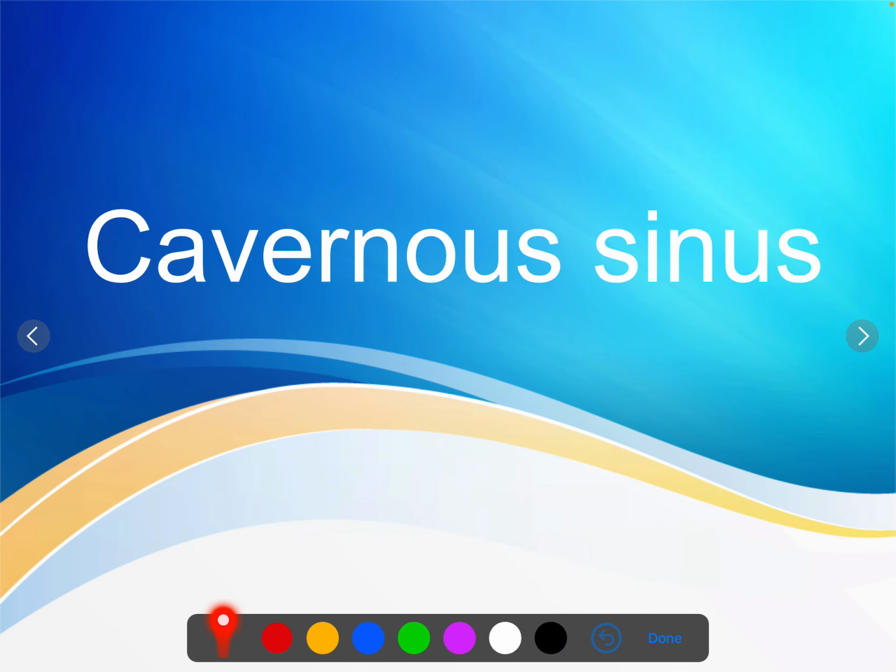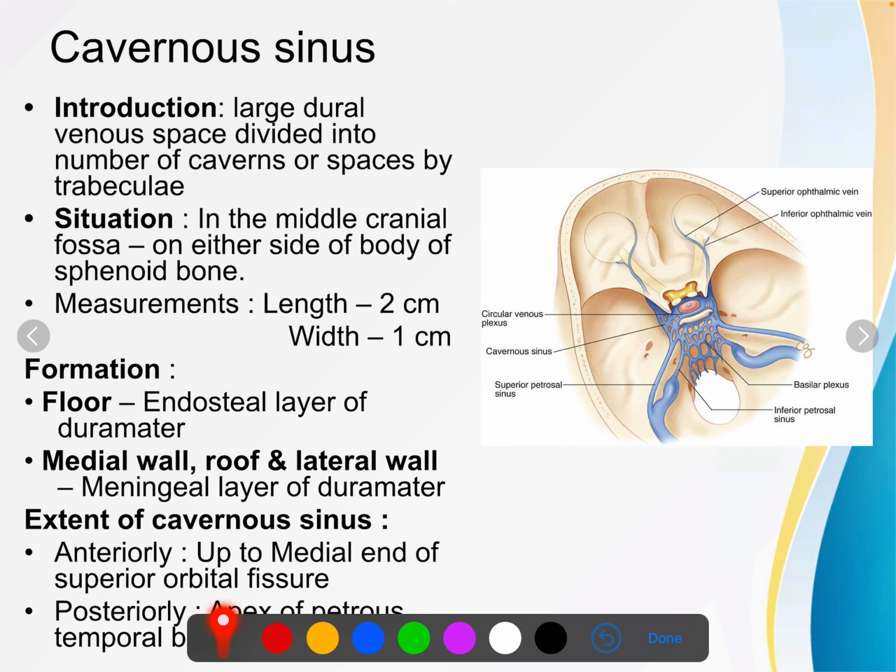The next one, that is the cavernous sinus. The cavernous sinus is the largest dural venous sinus and it is divided into a number of cavernous spaces by the trabeculae. It is situated in the middle cranial fossa, on either side of the body of the sphenoid. It is about 2 cm long and 1 cm wide.